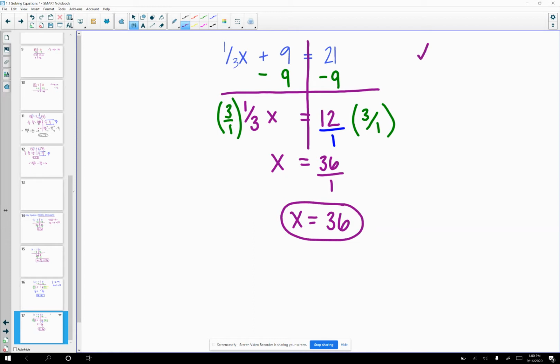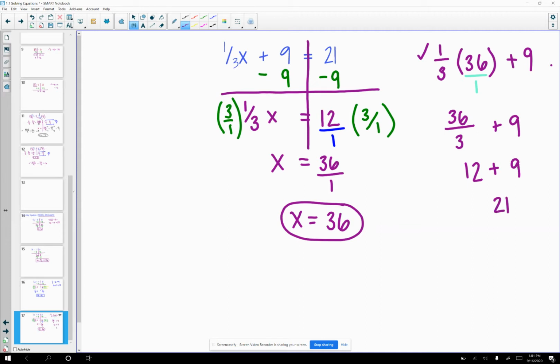I want to go back and check my answer. So 1/3 times 36 plus 9. So this 1/3 times 36, I'm going to rewrite it a little bit just so I can see. I got a 1 here, really. So this is like 1 times 36, which is 36. 3 times 1 is 3. And 36 divided by 3 is 12. Plus 9 gets me back to 21.